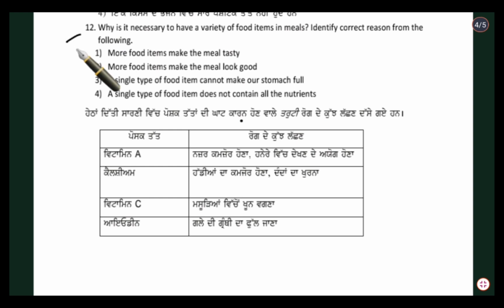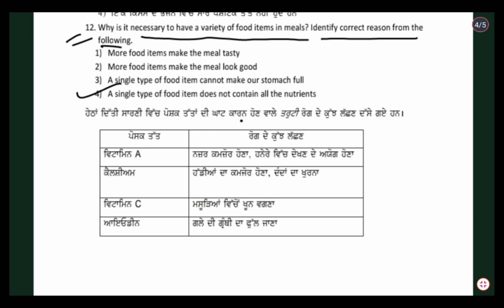Question number 12 is, why is it necessary to have a variety of food items in meals? Identify the correct reason from the following. So dear students, all the organisms need a variety of nutrition to live their life, right, and that our body needs for proper function, right? And no single food item can provide all these essential nutrients. So the right answer is, a single type of food item does not contain all the nutrients.